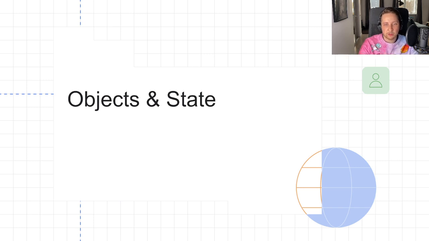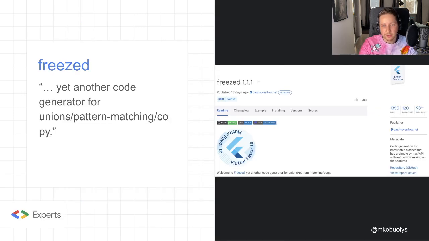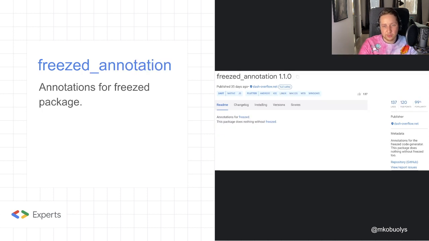So now we can move on to the objects and state. The first tool we would use for that is Freezed, which is yet another code generation package for unions, pattern matching, and copy. Also, we'll use the freezed_annotation. When you use the Freezed package, you need to annotate the classes for which you need to generate the code.